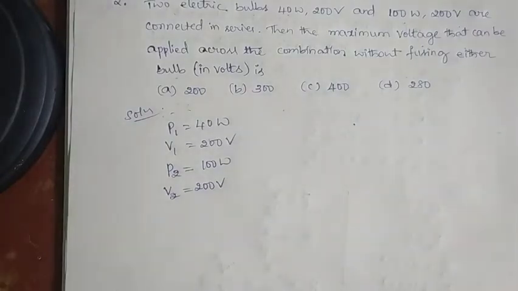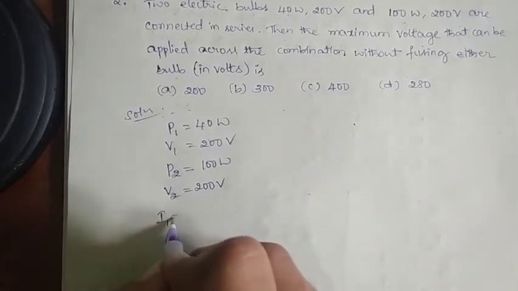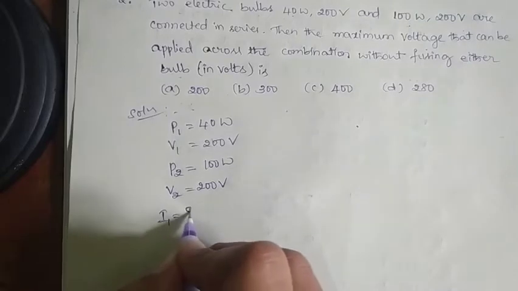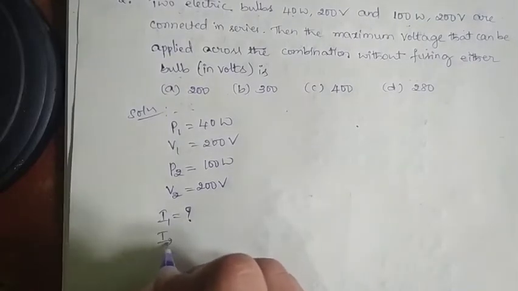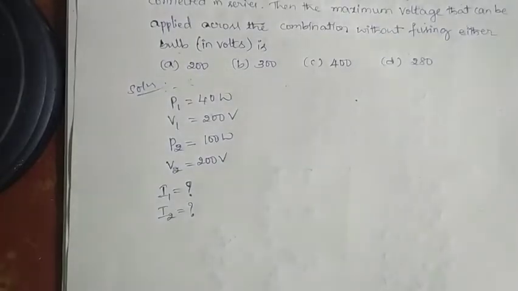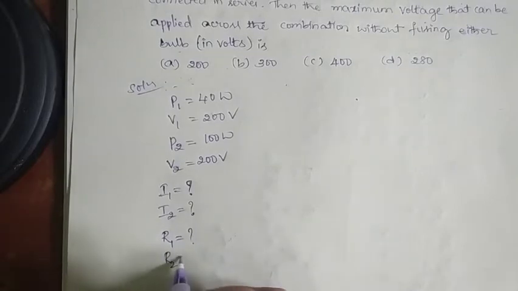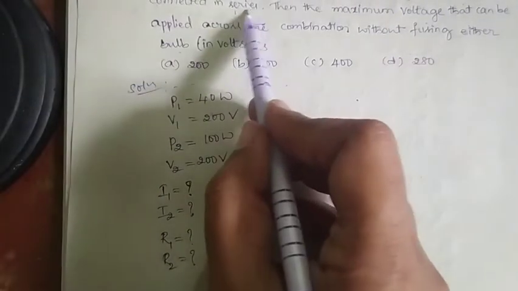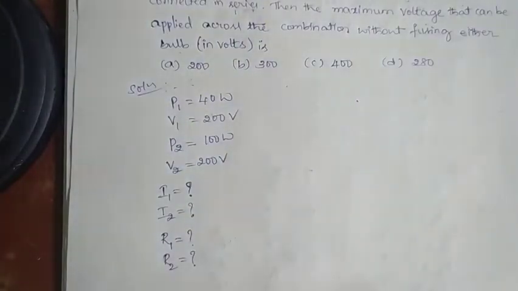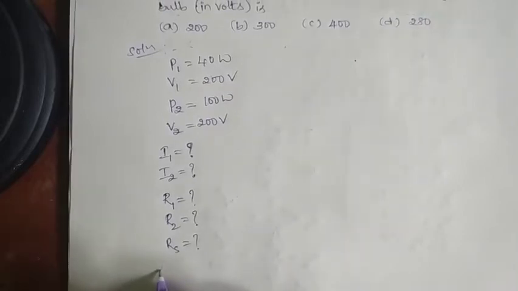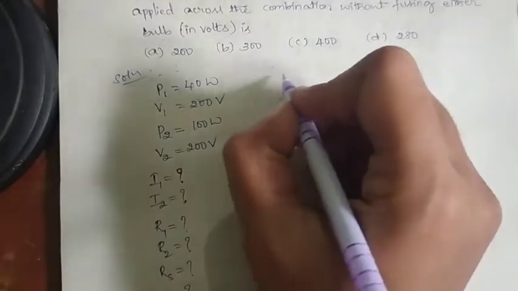Solution: 2 electric bulbs 40 watt, the power of the first bulb will be 40 watt and the voltage of the first bulb will be 200 volt. The power of the second bulb will be 100 watt and the voltage of the second bulb will be 200 volt. Those are connected in series. For the maximum voltage applied, first we have to find the current flowing through the first bulb and the current flowing through the second bulb. Next, we have to solve for the resistance of the first bulb and the resistance of the second bulb. Those two are connected in series, so we find R1 plus R2, the series combination of resistances. Then we find the total potential across the bulbs in series combination.